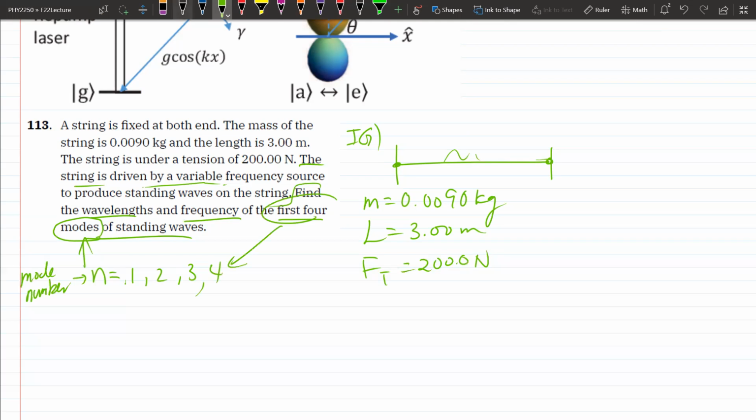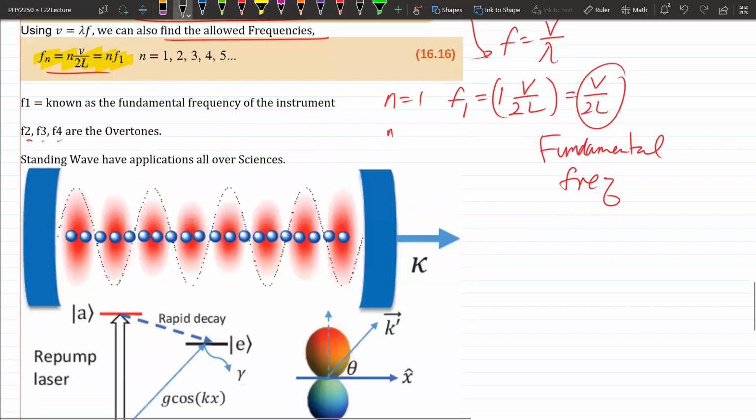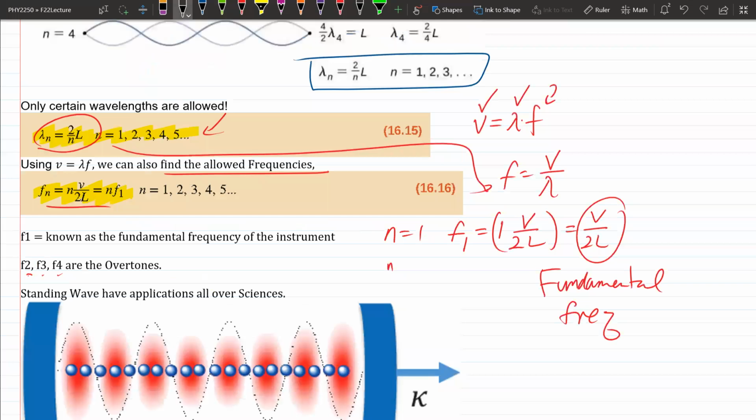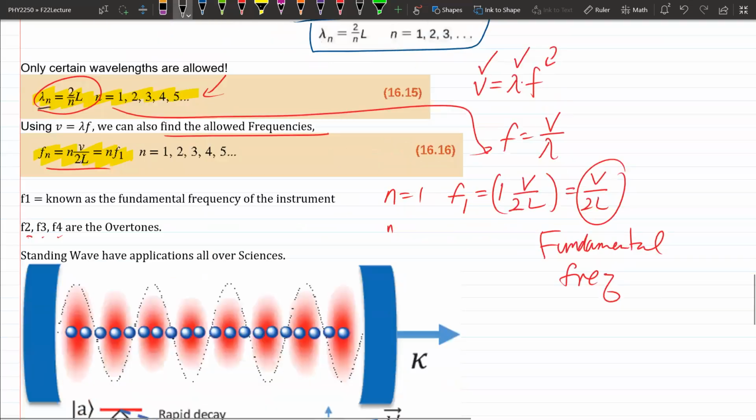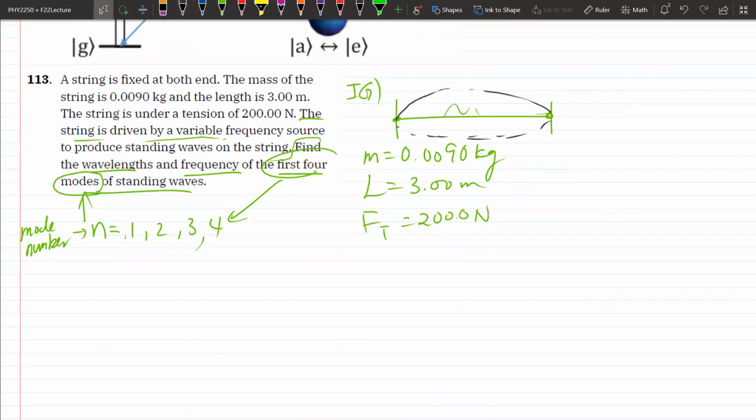Right, to find the wavelengths that fit into this, the first one that will fit is actually this one, the biggest one, the longest one. We know that the wavelength that will fit in here is just 2L divided by n. We know what L is. So lambda 1, in this case n is equal to 1, and the length of the string is 3 meters, and then we divide that by 2. So 1 over 3.00 divided by 2.